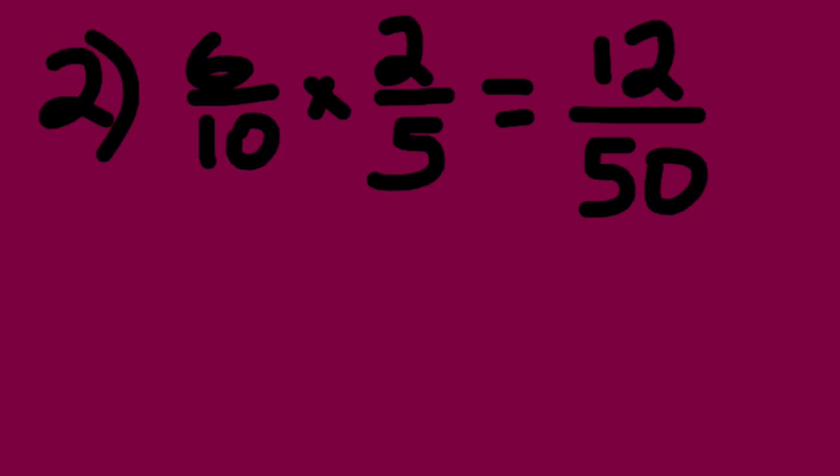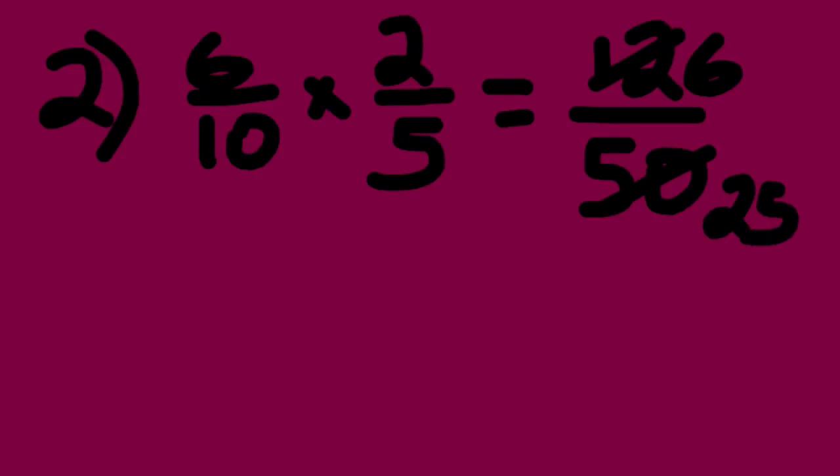12 over 50 can actually be reduced. Whenever you get the solution, even if you did cancel, just double check to see if the solution fraction can be more simplified. You have 12 over 50. That can be simplified because 12 and 50 are both multiples of 2. 12 divided by 2 is 6, and 50 divided by 2 is 25. So you'll get the answer 6 over 25.